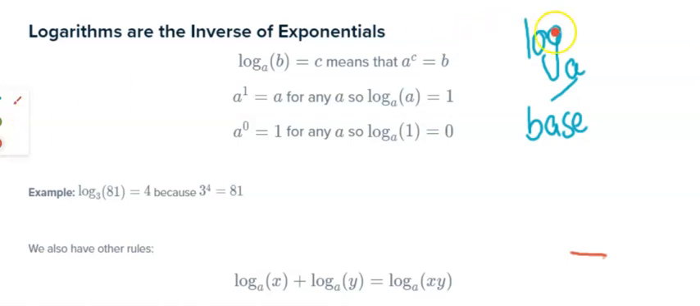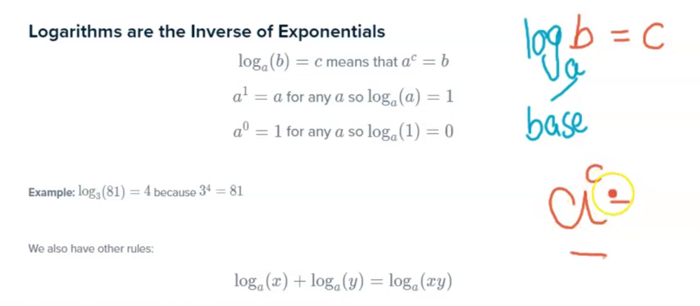I want to find the log of b. If the log of b is c, this can also be written as a to the power c. That is, the base to the power c equals b. So a to the power c equals b, and that's the way to write this log.